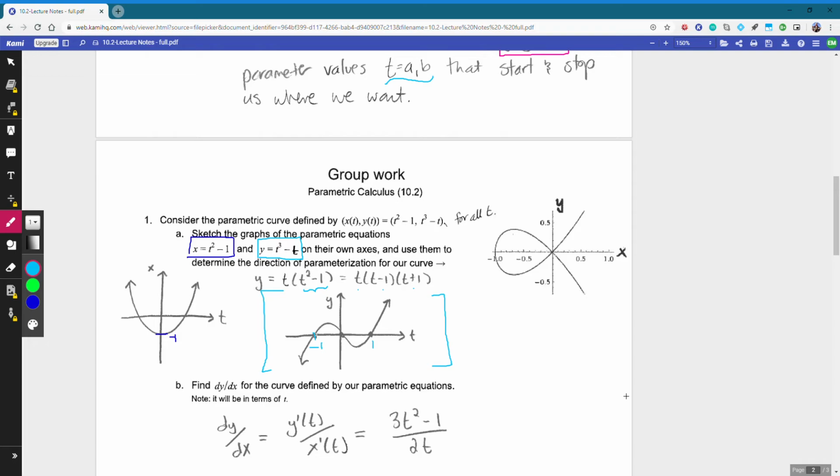And so as t increases, we're going to be moving up this tail to increase our y coordinate, right? Then we get to some sort of local maximum for our y coordinate, then start coming back down, and then get higher and higher and higher again. And so here from this picture, we can see that we're tracing out our curve this way.